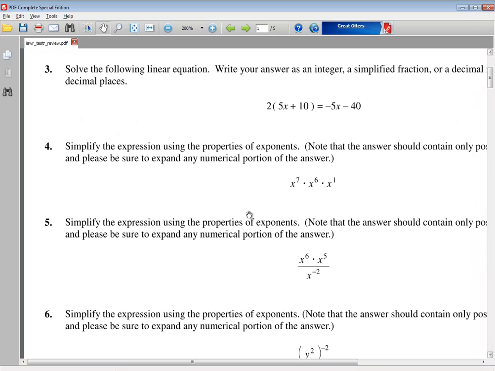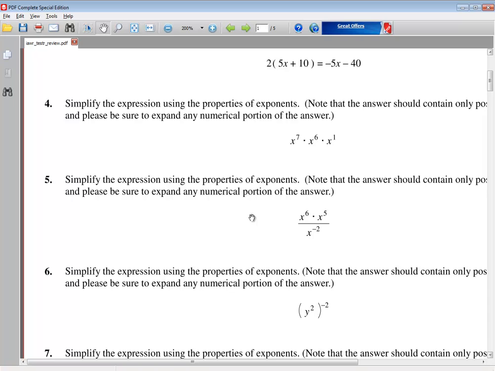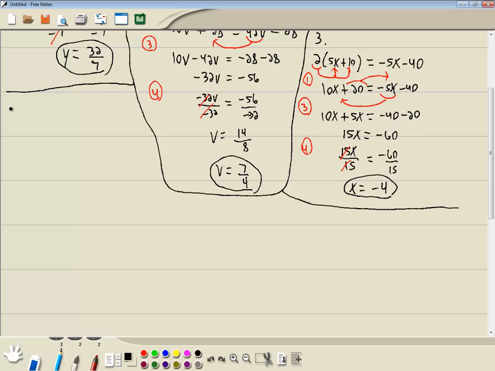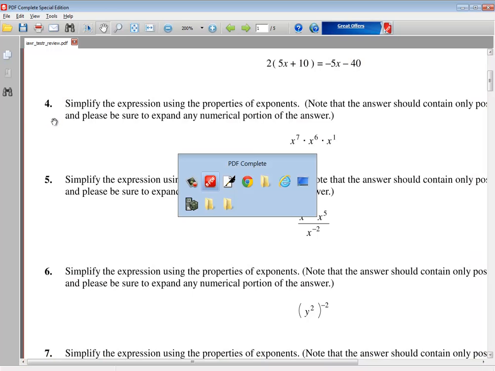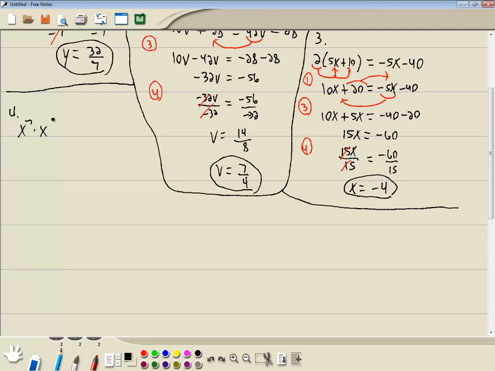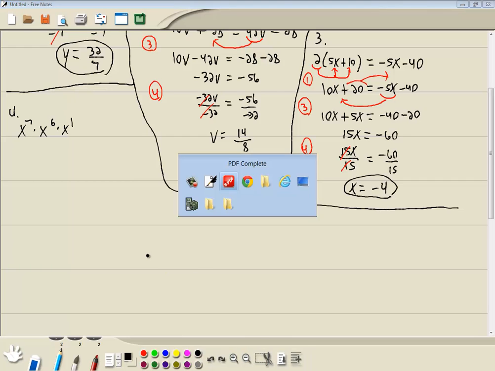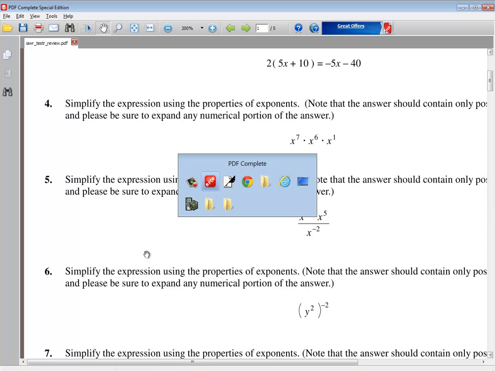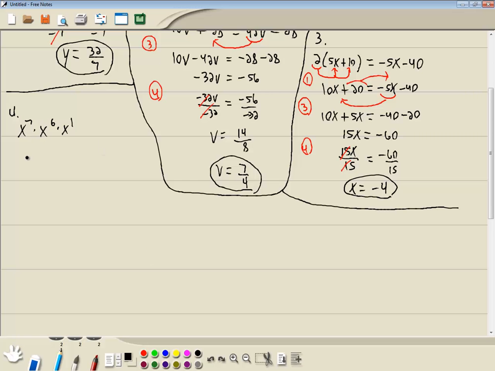Okay. Problem number 4. We got x to the 7th times x to the 6th times x to the 1st. I can read the instructions, but say simplify. So we got x to a power times x to a power times x to a power. Well, we're going to add all our exponents. So we got 7 plus 6 plus 1. 7 plus 6 is 13, plus 1 gives us 14. So our answer is x to the 14th.